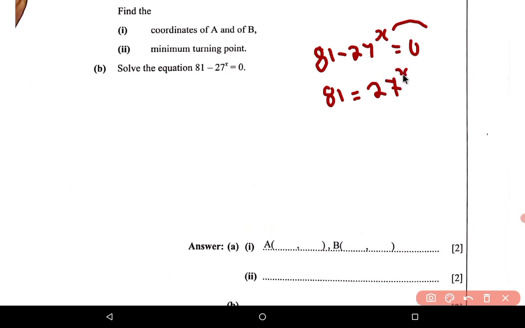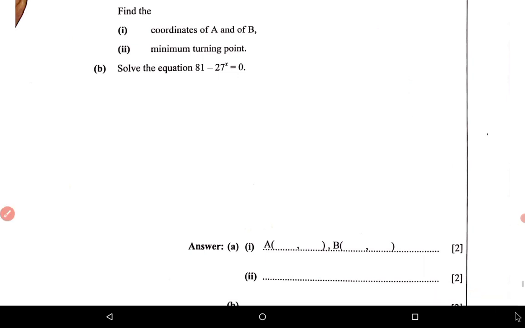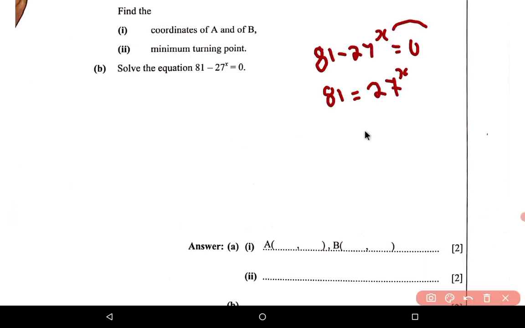So we need to make the bases the same here. We need to find means of making the bases the same. We can use any number to just simply make the bases the same. And I'm thinking of 3.